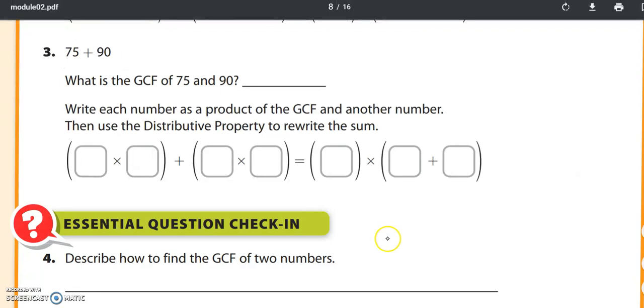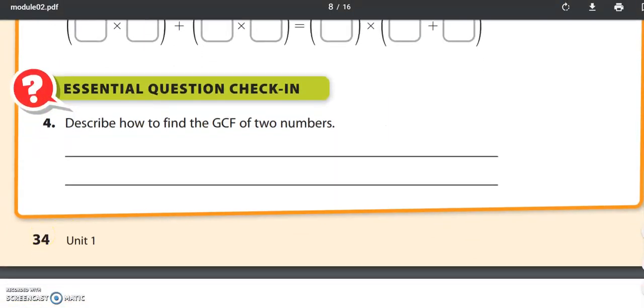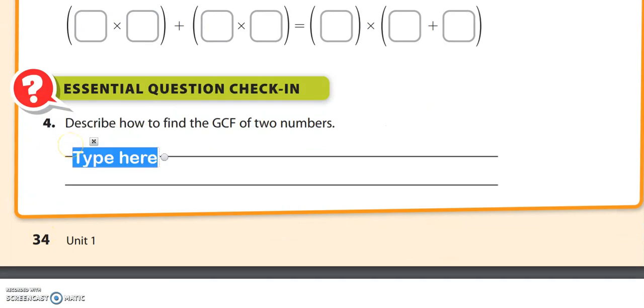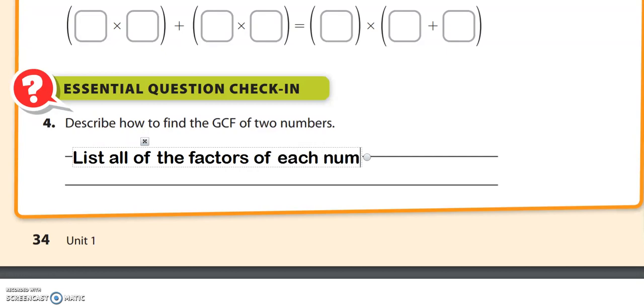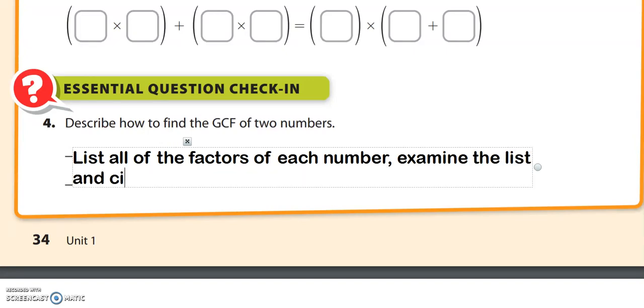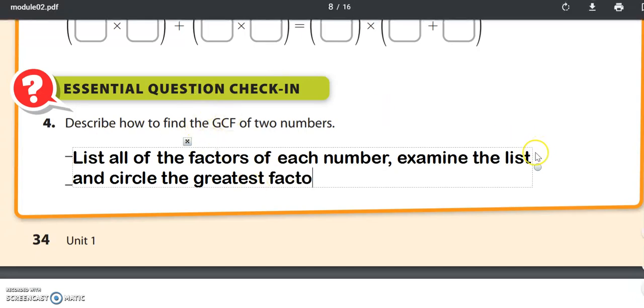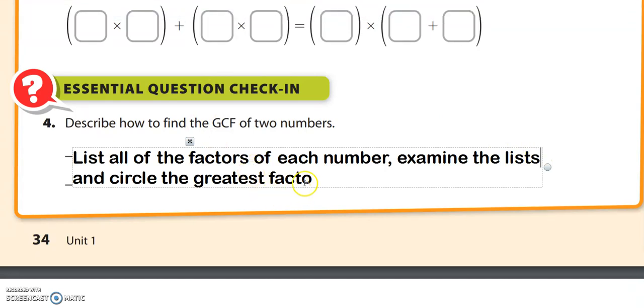All right, essential check-in question. Describe how to find the GCF of two numbers. Well, the simple way to do it is to list all of the factors of each number, examine the list, and circle the greatest factor. I'm going to go back and revise this to examine the lists and circle the greatest factor appearing in both factor lists.